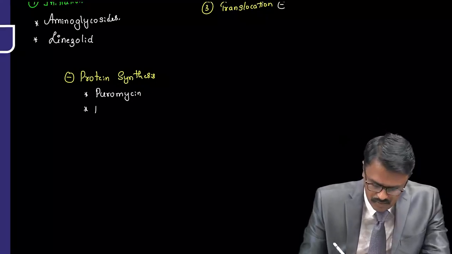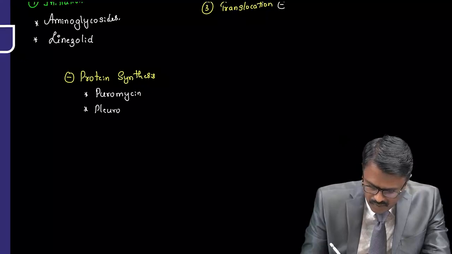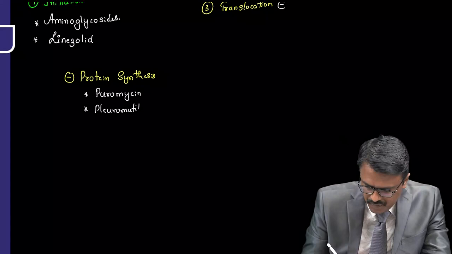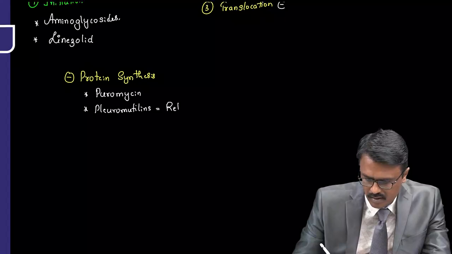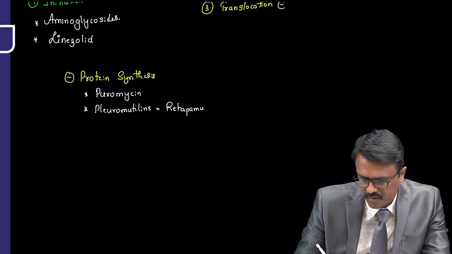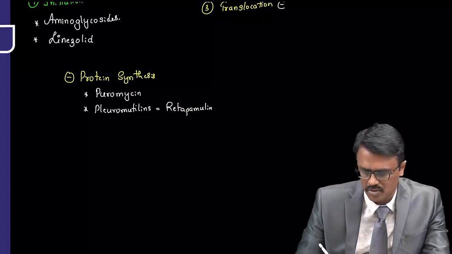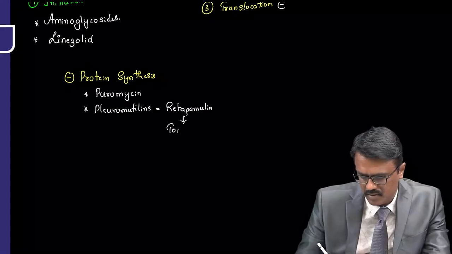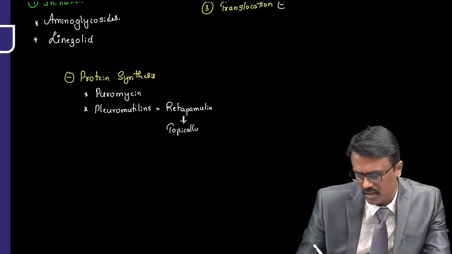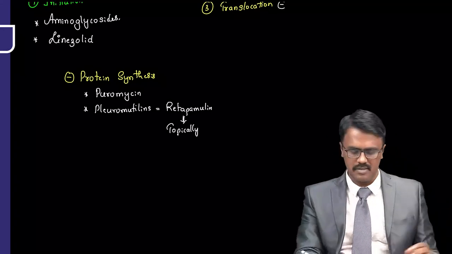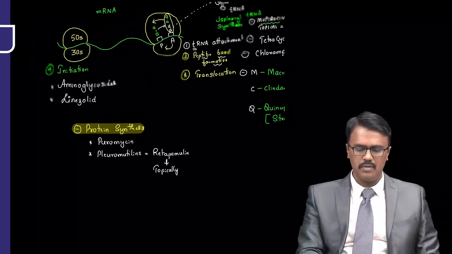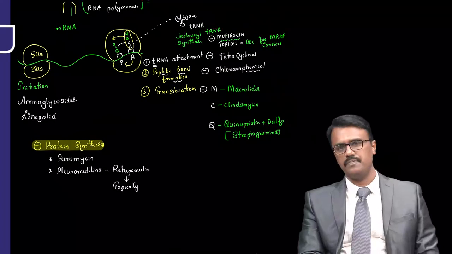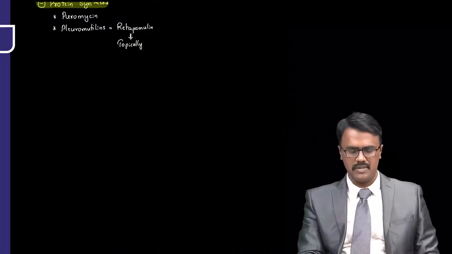One more drug are called pleuromutilins. So in pleuromutilins, we have a drug called retapamulin. So this is used topically. The drug is used topically for skin and skin structure infection. That's it. So these are additional protein synthesis inhibitors, but mainly you have to concentrate on the four important classes what I told you. Okay, we are clear with this.